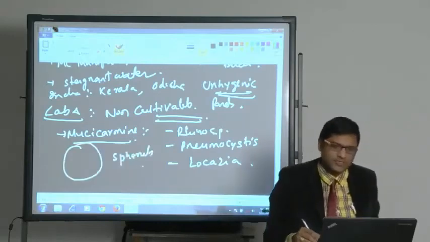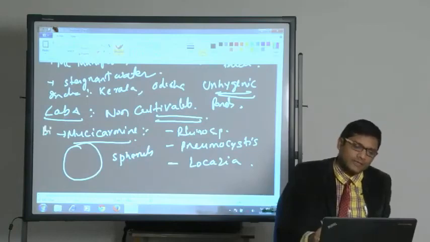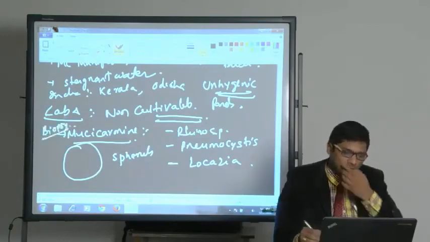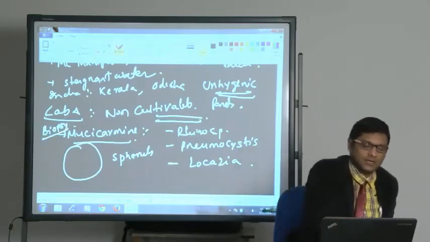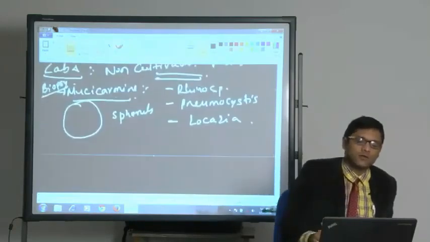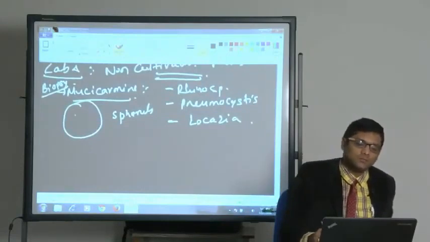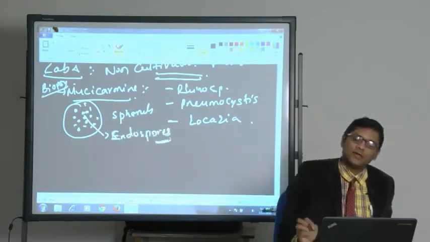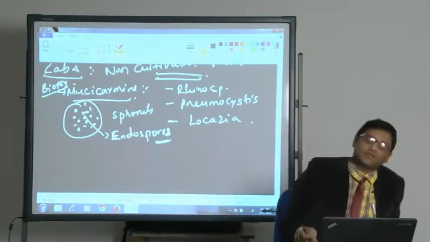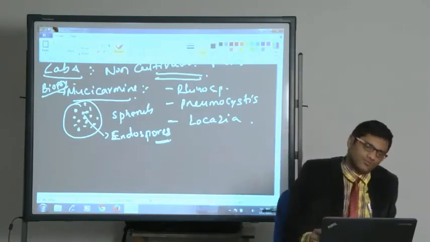If you do a biopsy, when you take a nasal biopsy, the polyp biopsy, and stain with mucicarmine stain, the structures which are demonstrated are called spherules. Spherule is nothing but a big sporangium-like structure with numerous endospores. Spores will be there inside.